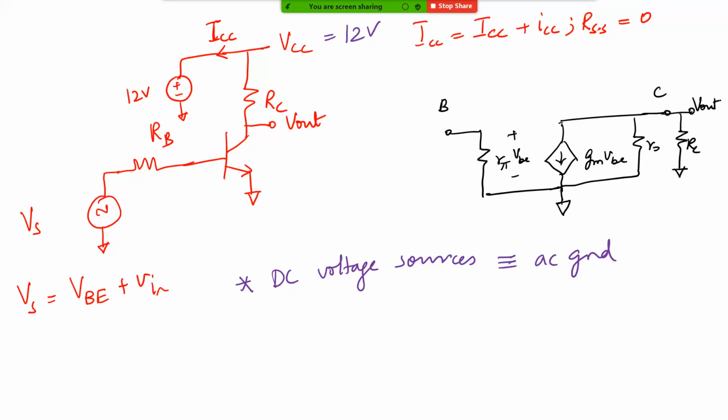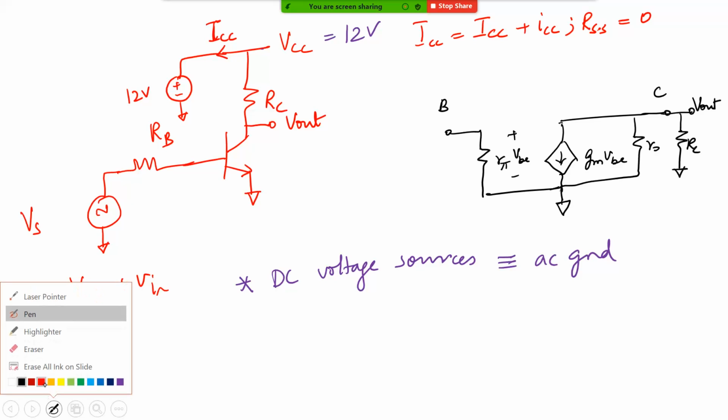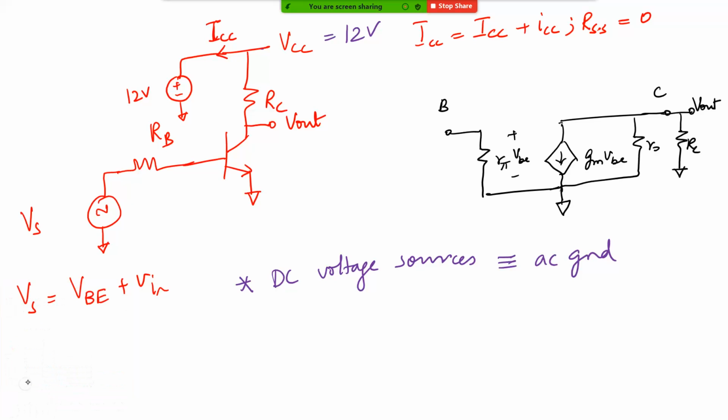All right. Now, what about the input side? At the input side, we have some RB, so let's draw RB, and then you have your AC voltage source. Here, what you have is only small vn.